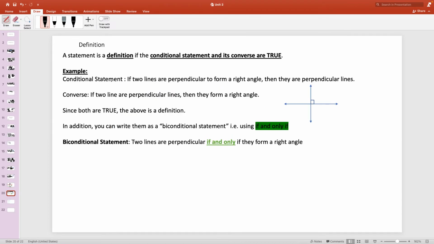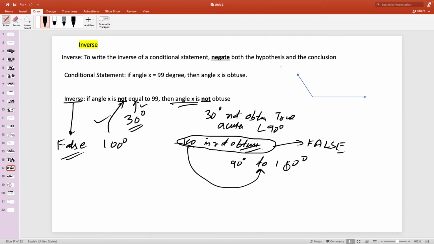So let's look at an example now. Conditional statement says if two lines are perpendicular to form a right angle, as you can see in this picture, two lines are perpendicular to form a right angle, then they are perpendicular lines, as you can see here. The converse of this is basically how do you create a converse?